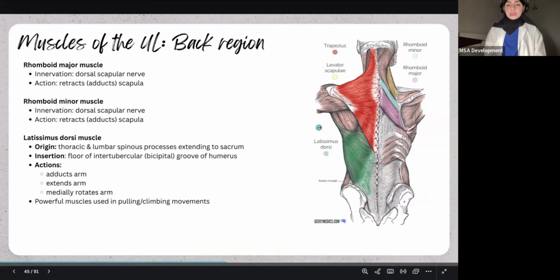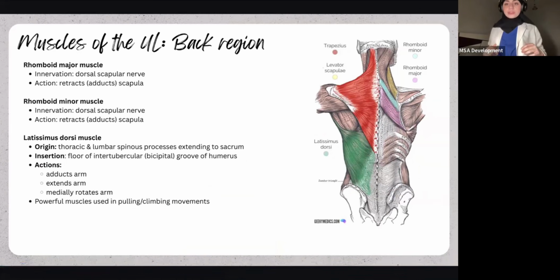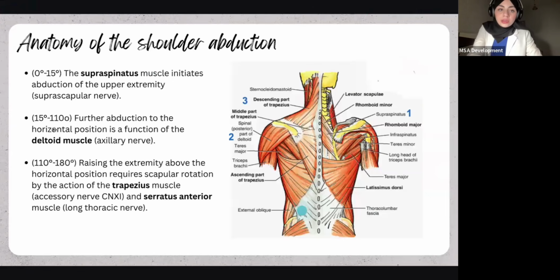But for the rhomboids, recall the movement that we said about the traps for the middle fibers. We're going to see the same movements for the rhomboids. Simply open up the back. That's it. And again, please remember the innervation.